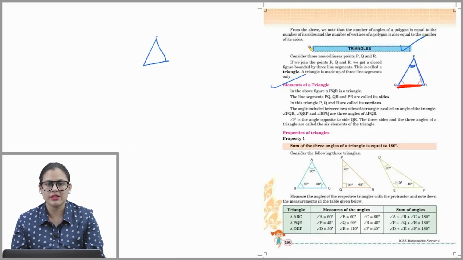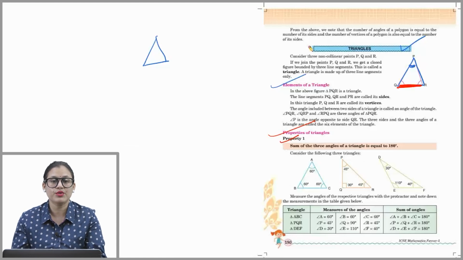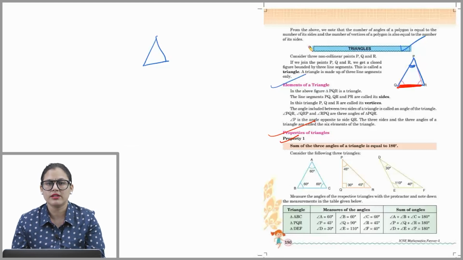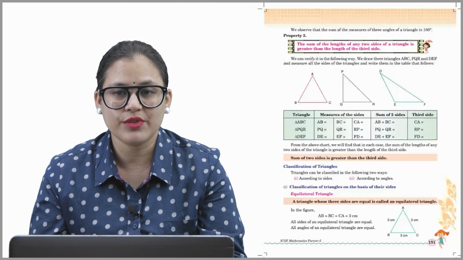The 3 sides and the 3 angles of a triangle are called the 6 elements of the triangle. Now let's talk about the properties of a triangle. Property number 1. The sum of the 3 angles of a triangle is equal to 180. Okay. So consider the following 3 triangles. If we find the sum of all these 3 angles, we will find that the sum of these 3 angles is equal to 180. Okay. Measure the angles of the respective triangles with the protractor and note down the measurements in the table given below. Okay. It is given here. We observe that the sum of the measures of the 3 angles of a triangle is 180.